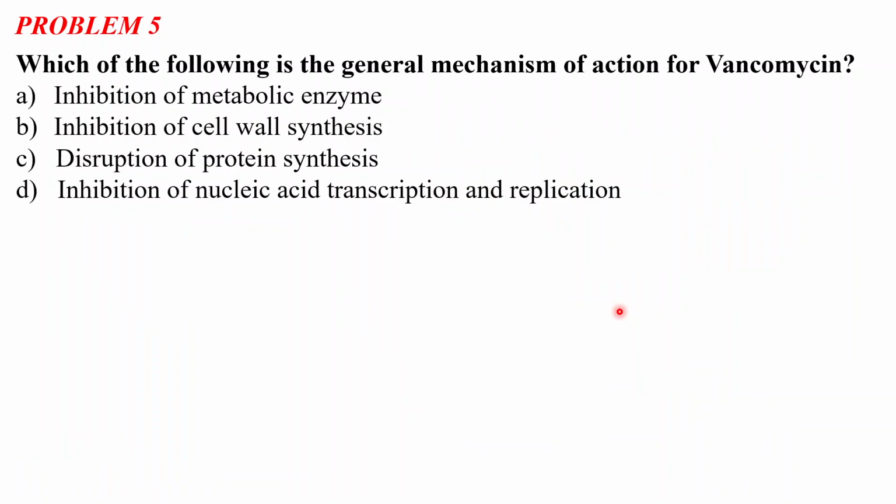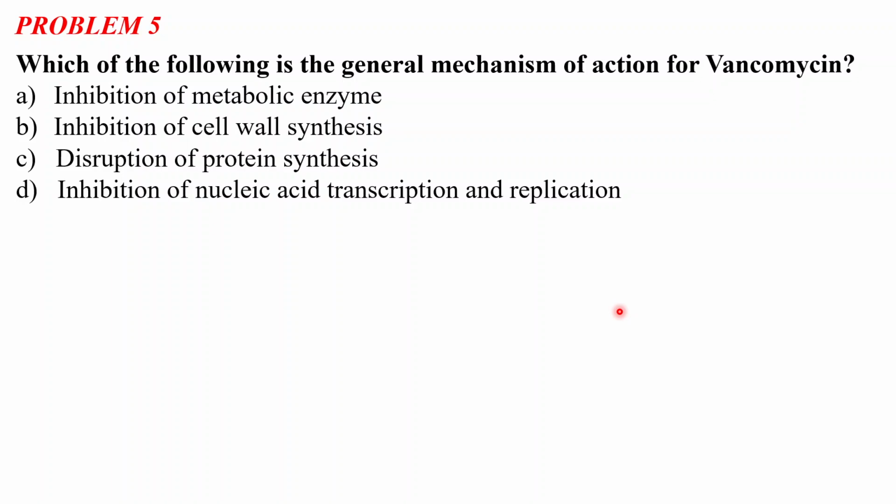Now the next question, problem number 5, which asks: which of the following is the general mechanism of action of vancomycin? Your options are: A, inhibition of metabolic enzyme; B, inhibition of cell wall synthesis; C, disruption of protein synthesis; and D, inhibition of nucleic acid transcription and replication. So which is the general mechanism of action for vancomycin?